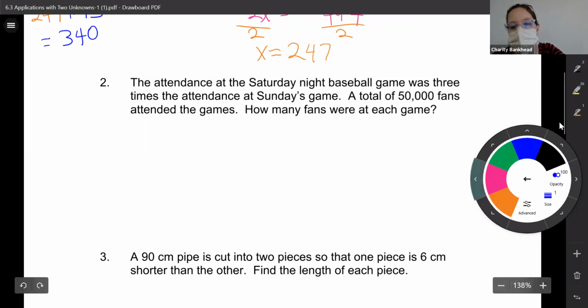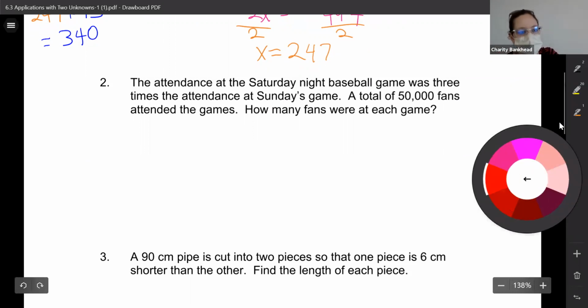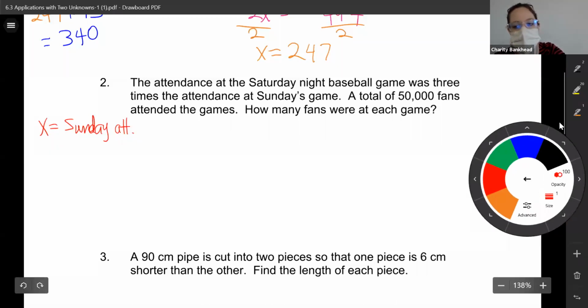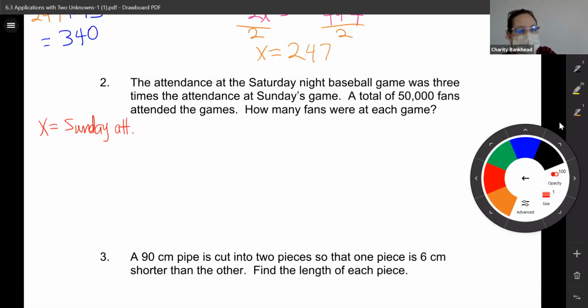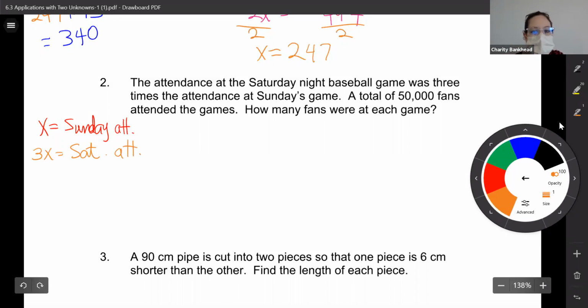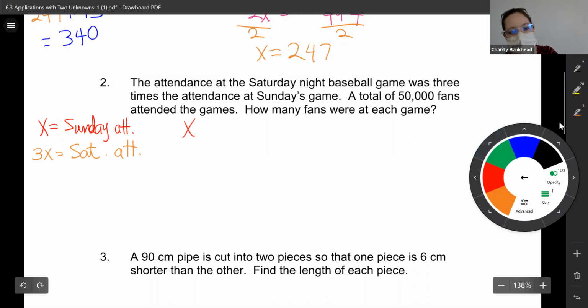Okay, so let's say X equals Sunday's attendance. And then Saturday is 3 times that amount. So 3X equals the Saturday attendance. And the total is 5,000. So X plus 3X, or sorry, 50,000. So X plus 3X equals 50,000.